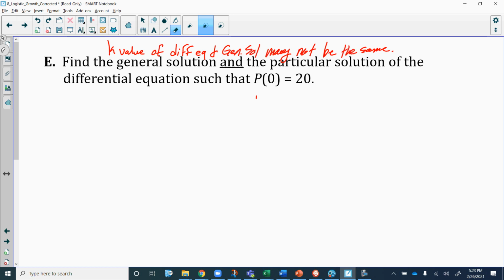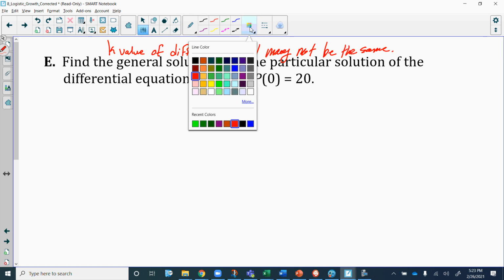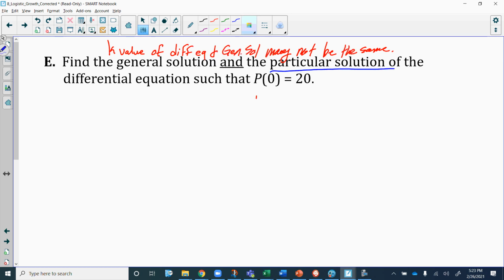Now let's shorten things up a little bit. So what are we being asked to do here? Specifically, we need to identify the particular solution of the differential equation. Well, if you know what the general solution is, let's start there. P of t is supposed to be equal to L over 1 plus a times e to the negative kt power. Can you figure out what those things are going to be?